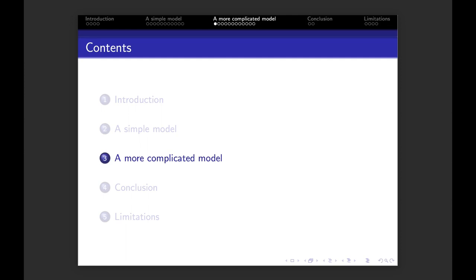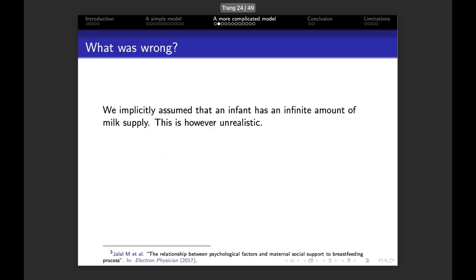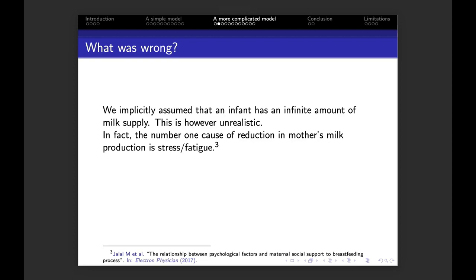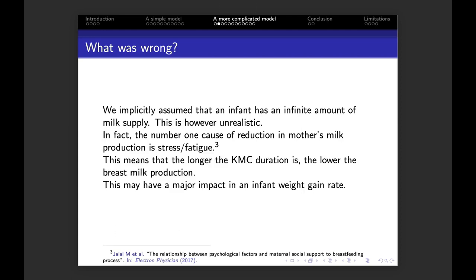Now, we turn to section 3. Regarding the first model, it is obvious that we failed to notice the limitation of milk supply. In fact, reduction in mother's milk is mainly caused by stress or fatigue. If KMC occurs too long, there might be stress, which reduces breast milk production and affects weight gain.